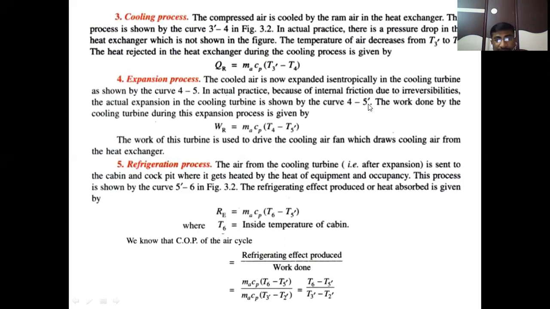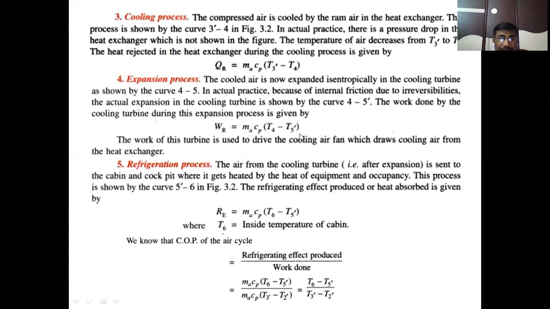The work done by the cooling turbine during this expansion process is given by, again, m Cp delta T across the turbine. The work of expansion, W_R, is equal to m_a Cp, the mass of air passing through the turbine, times the specific heat, times the decrease in temperature across the turbine. T4 is the temperature of air before the turbine and T5 dash is after the turbine. The work of this turbine is used to drive the cooling air fan, which draws cooling air from the heat exchanger.